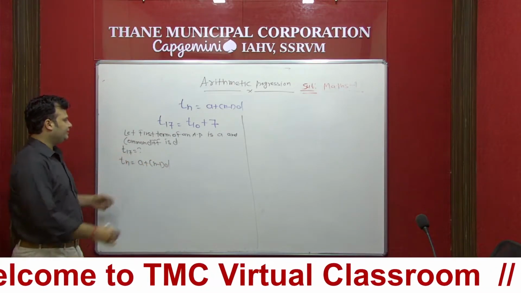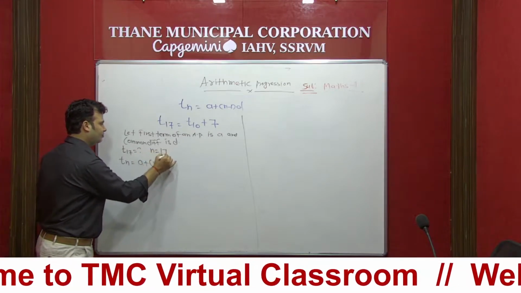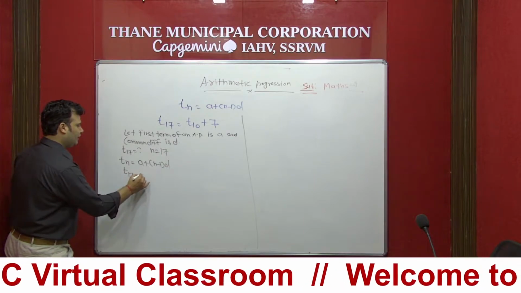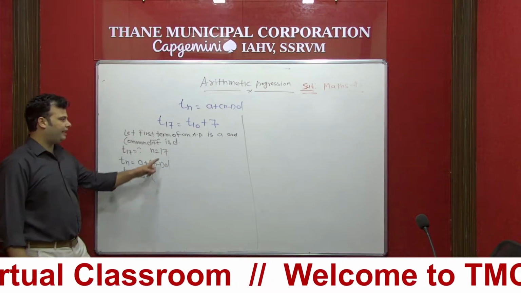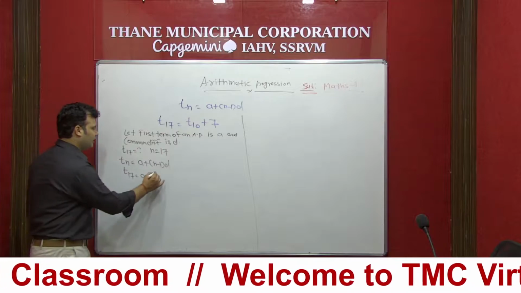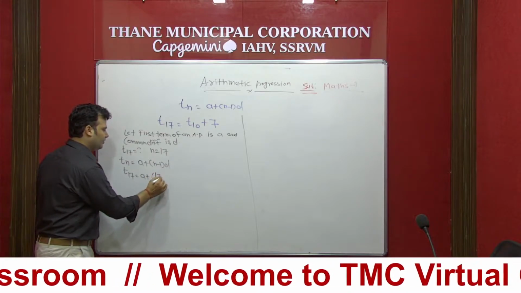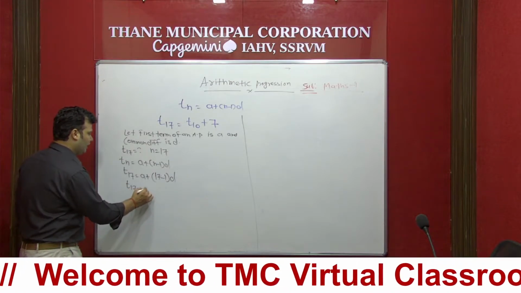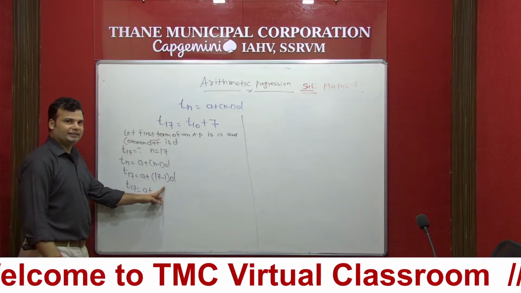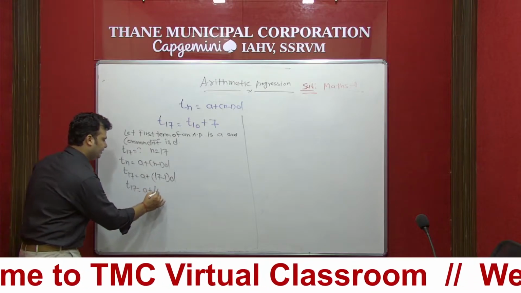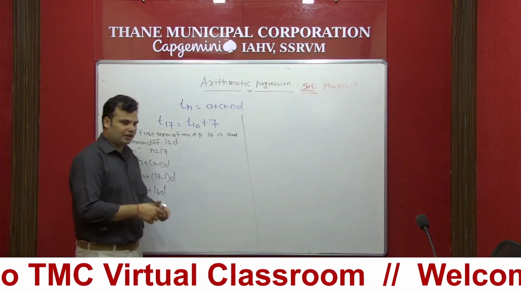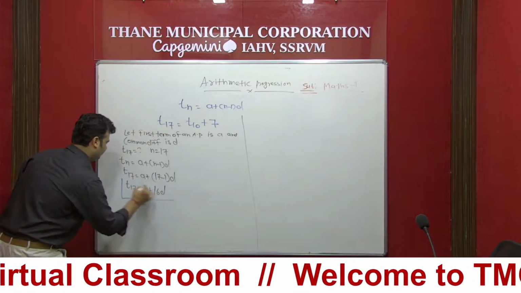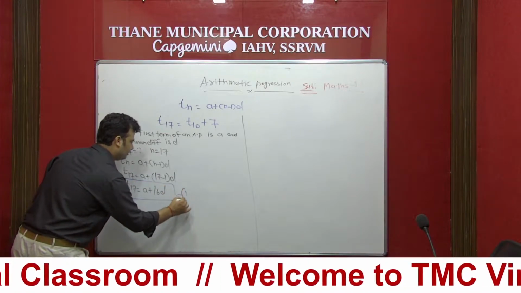Now we have to apply the formula Tn equal to A plus n minus 1 D. So here n is 17. In place of n we can put 17. So T17 equal to A plus 17 minus 1 D. T17 equal to A plus 17 minus 1 is 16, 16 into D is 16D. So this is your first equation, that is T17 is A plus 16D. So we can give equation number 1.